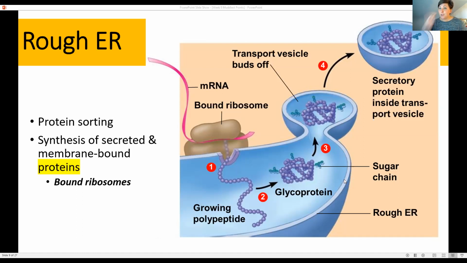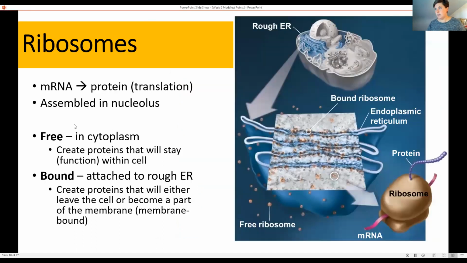So there are 2 types of ribosomes, right? We have bound ribosomes and free ribosomes. So I think I'll go here. The big difference, and again, we will talk more about this later, but the big difference is that when we talk about bound ribosomes, these ribosomes are bound, like what are they bound to? Like binding. They are bound to the rough endoplasmic reticulum.